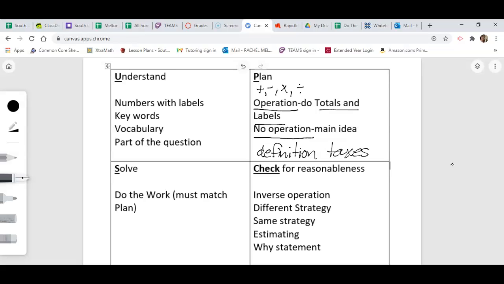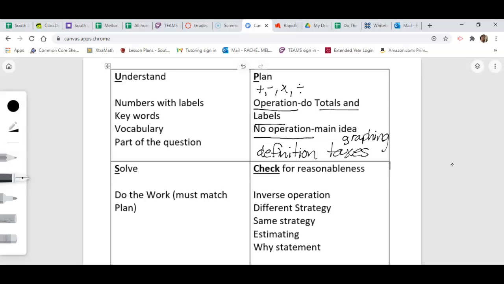Perhaps it's a graphing question where they have to actually graph, or they have to look and find the point that is being graphed. So it doesn't have to be a big long sentence. It doesn't have to be, I mean, really just a couple of words in here if there's not an operation. And like I said, if there is an operation, I'll show you the totals and labels in just a minute. Then the S is obviously for the solution part.